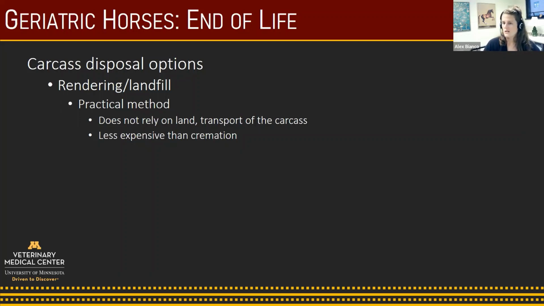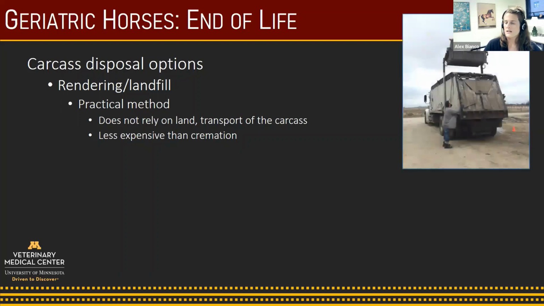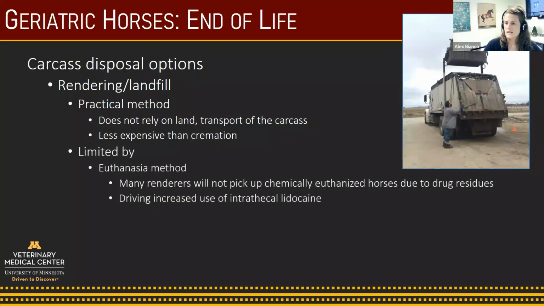I have another picture here that shows the renderer picking up a horse. And it can be hard to watch if this is your horse getting picked up by the renderer. So I would say that, again, it's about knowing what's going to happen.